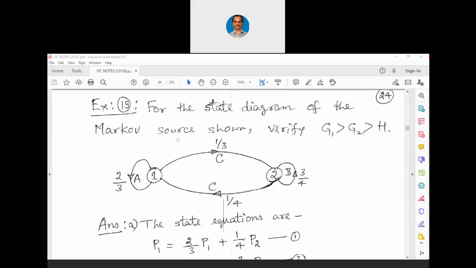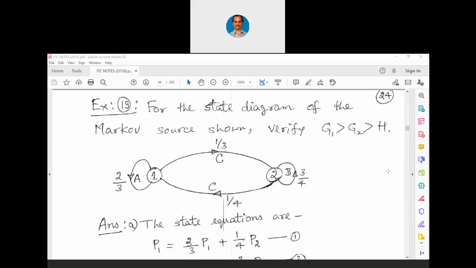So for the state diagram of the Markov source shown, verify G1 is greater than G2, G2 is greater than H. Now why is H itself the least out of all these? Because in the case of H, it is the source entropy itself considering the symbols themselves, not considering their transmission as such. It is considering the probability of occurrence of the symbol at the source. But when we consider G1, G2, G3, G4 that way as a sequence, we consider the transmission of the symbols in the channel. That is the idea here.